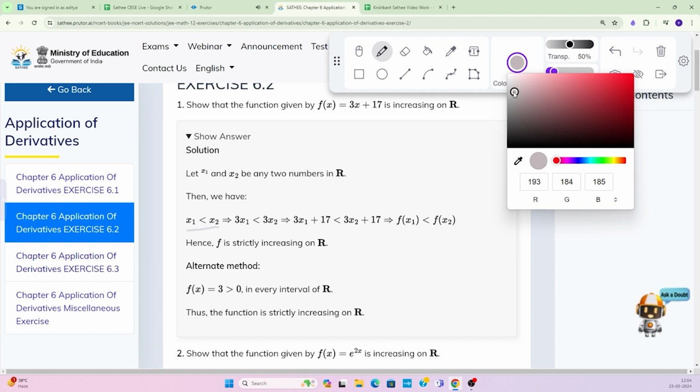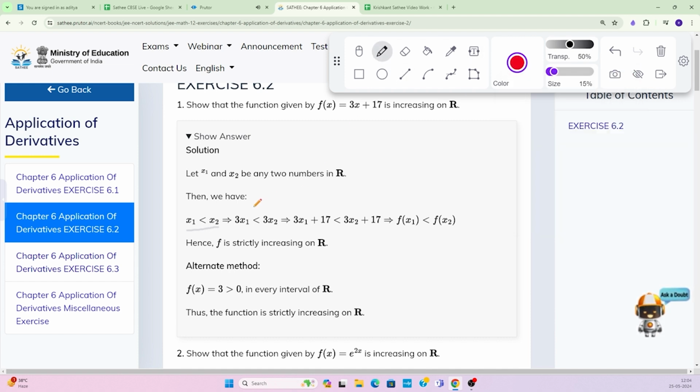As you can see, x1 is less than x2. This means 3 times x1 is less than 3 times x2. If you add 17 to both sides, you will get this expression, and this is f of x1 and this is f of x2. From this you can say f is strictly increasing.